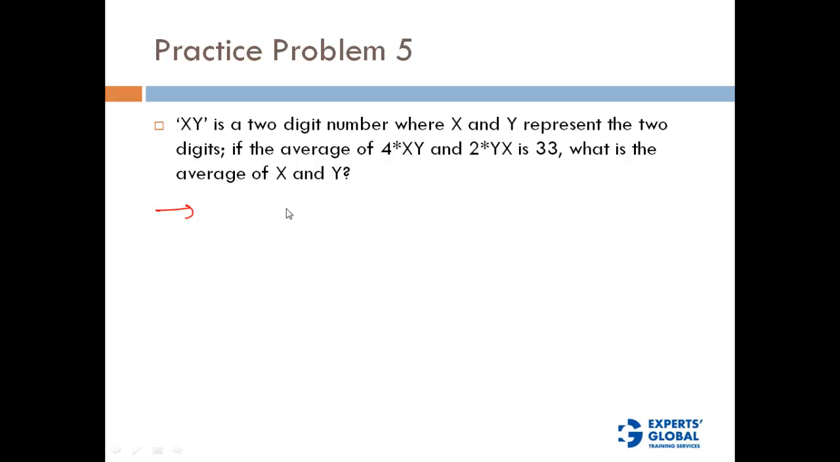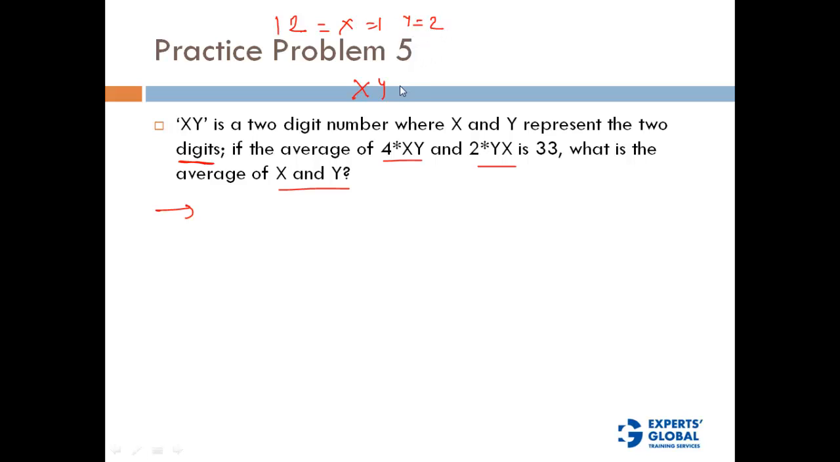XY is a 2-digit number where X and Y represent 2 separate digits. If the average of 4XY and 2YX is 33, what is the average of X and Y? Okay, so XY is a 2-digit number. That means if it is 12, then X is equal to 1 and Y is equal to 2.